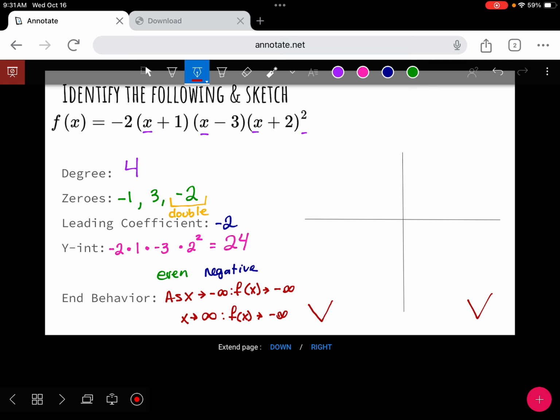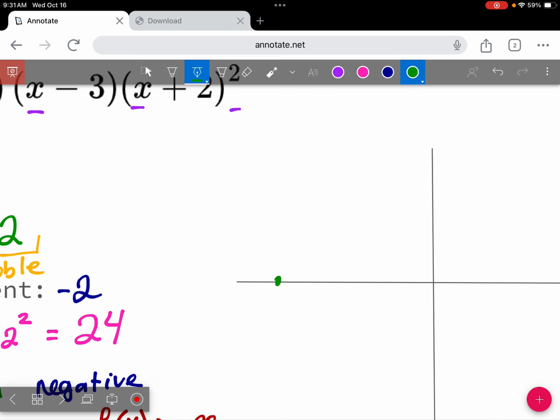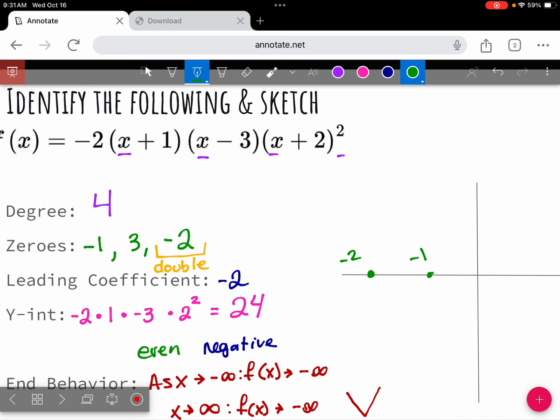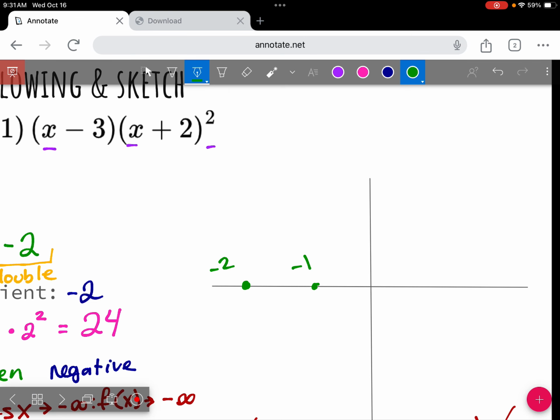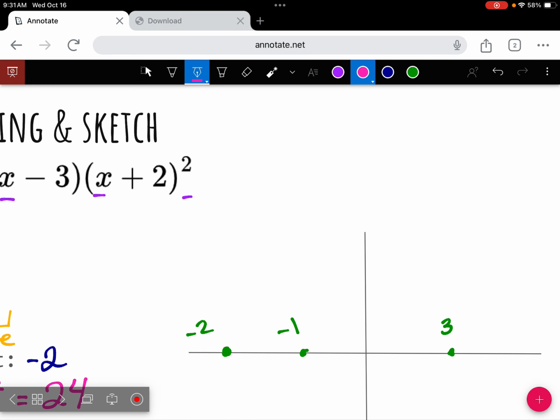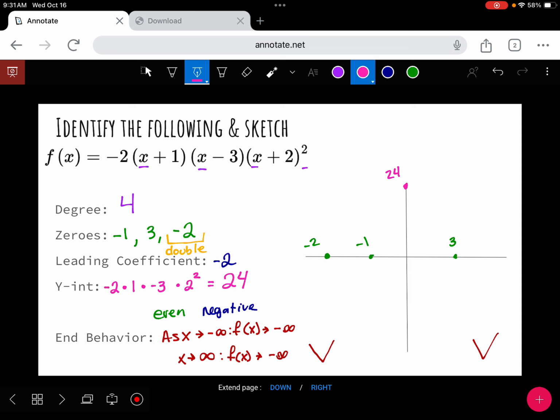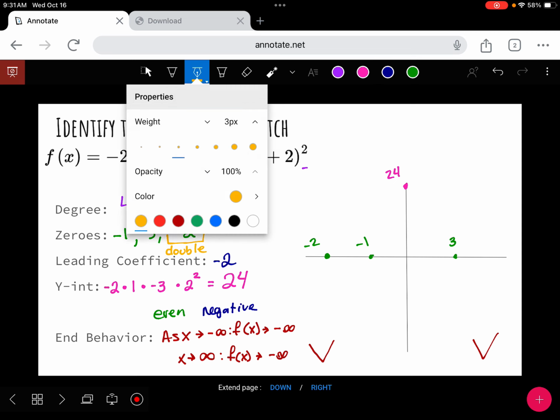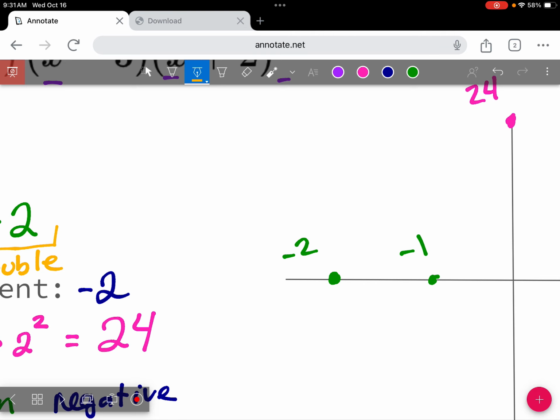So I'm going to plot my roots. So I know we have roots at -2, -1, and +3. And we have our y-intercept at 24. So the point 0, 24. So we need to make sure we hit all of our roots. And we go through our y-intercept.